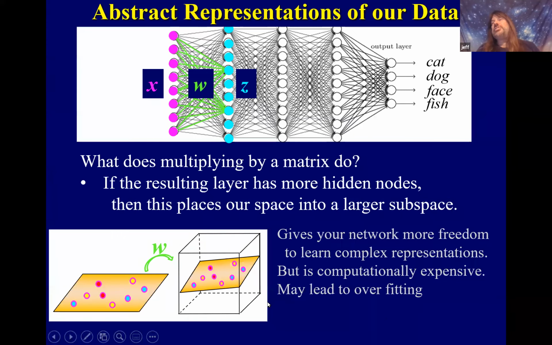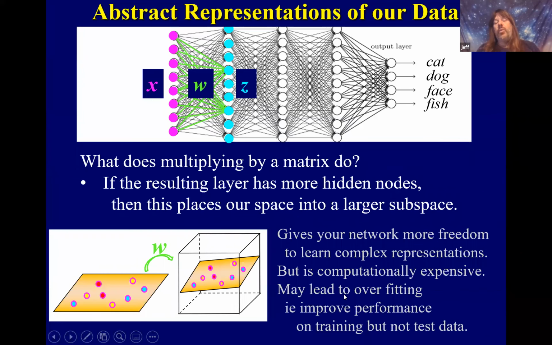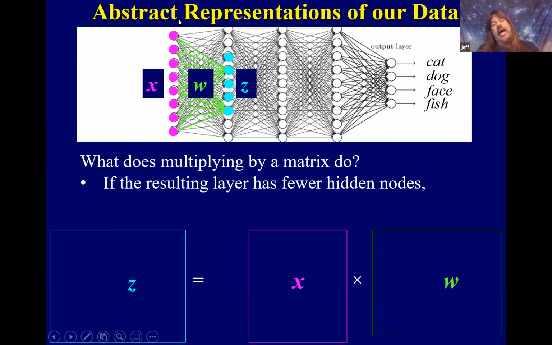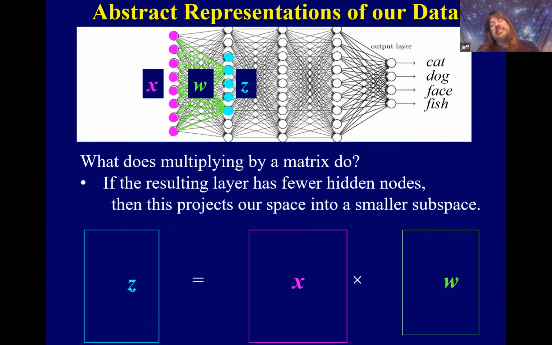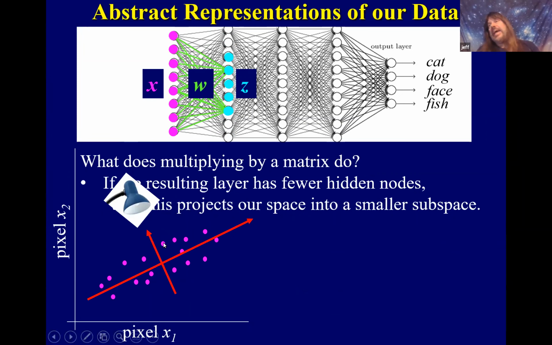Having a more powerful machine can lead to overfitting. Remember, overfitting was when your machine does well on the training data, but doesn't do well in the test data. Anyway, that's another option. Here I'm putting lots of pixels into a few hidden nodes, right? I decrease the number of hidden nodes. And what's that doing? That's effectively taking our data and projecting it onto some lower dimensional space, right?